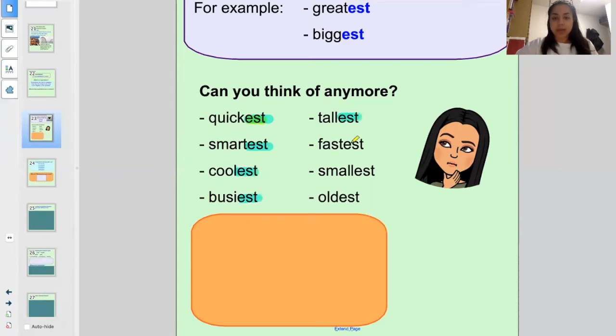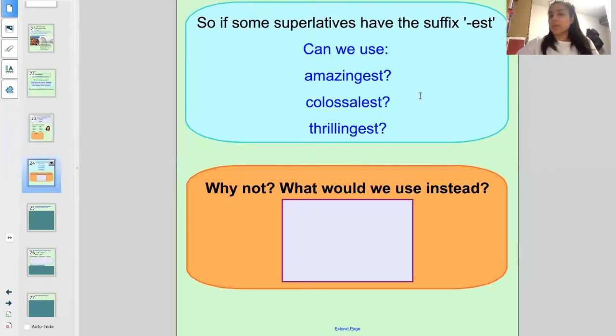Now, when the root word ends with a Y, like busy, we change the Y. So we've got busy as our root word here. And when we change busy into a word that ends with est, we take the Y off and we add an I, then include our suffix est. Brilliant. So hopefully you thought of some more superlatives. We've had a look at superlatives and at the moment they all end in est.